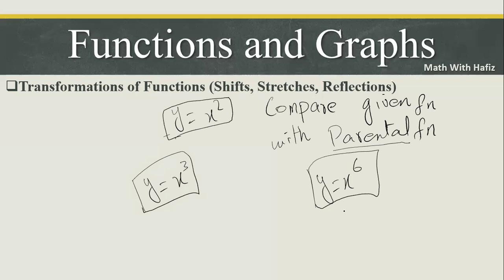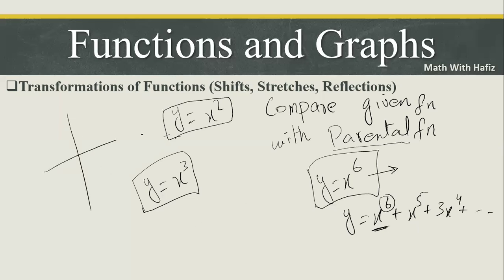So it can be anything. For example, it has x to the power 6 plus x to the power 5 plus 3x to the power 4 plus so on, whatever it is. The parent function, as the degree or highest power is 6, is this one. So what you have to do is draw a parent function. Let's say for the quadratic equation, this is the graph of the parent function.